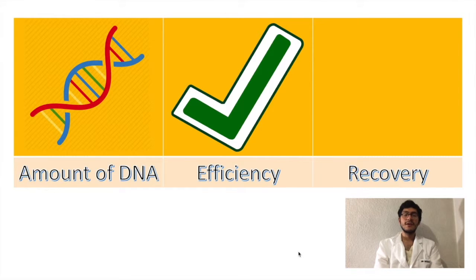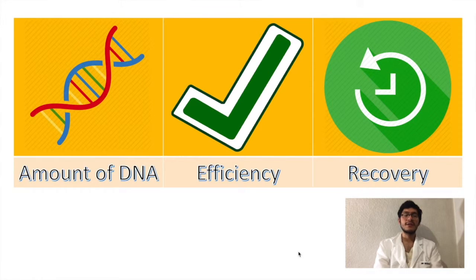The next one is the efficiency. Depending on the purpose of the transformation, it is important to choose the best method to achieve the desired efficiency. For example, in the case of electroporation, efficiency rates are higher than the ones obtained by thermal shock, which is important if it is desired to transform ligations.